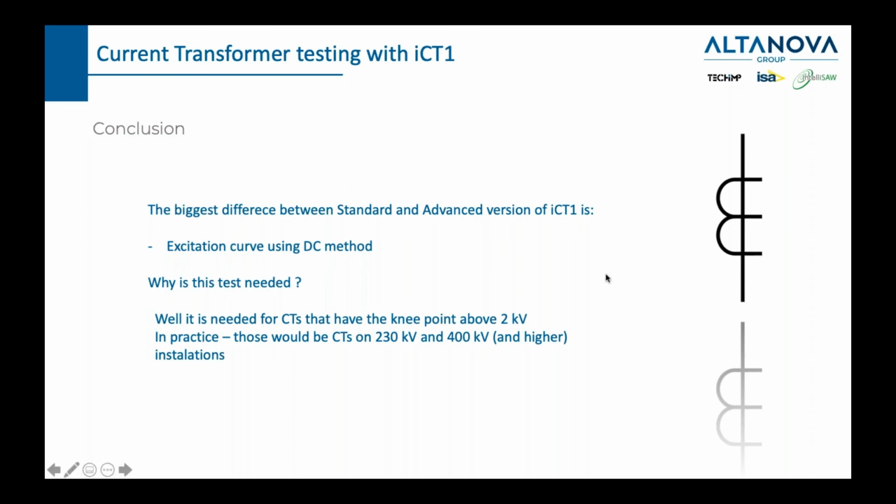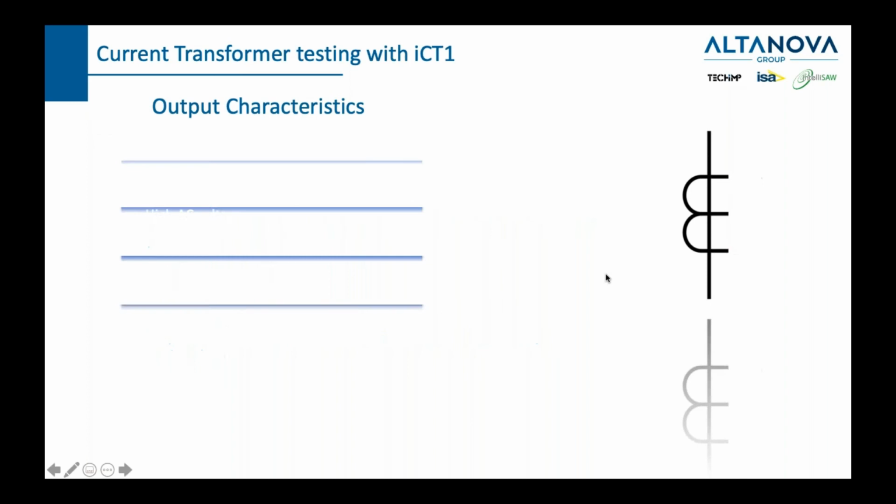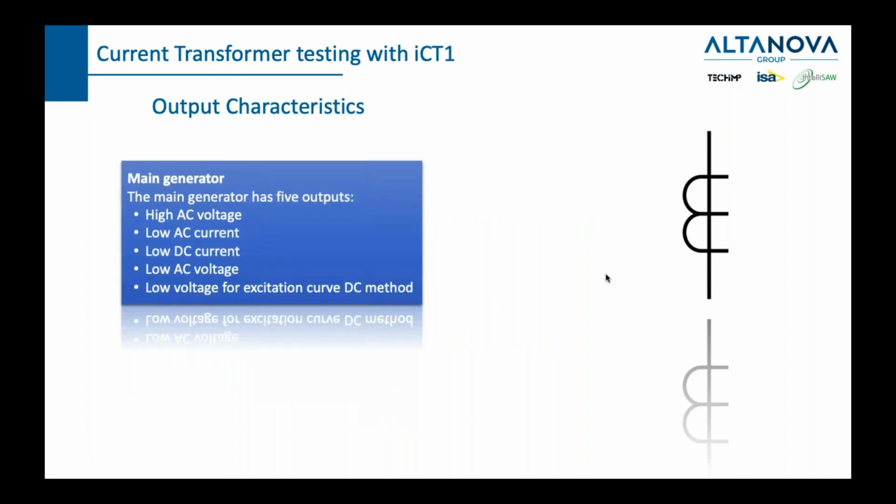What are the outputs of this device? So, output characteristics. We have one main generator that has 5 outputs. High AC voltage, which is used to test for the knee point, for the magnetization curve. Low AC current, low DC current. Low DC current would be used, for example, for winding resistance. Low AC voltage and low voltage for excitation curve DC method.